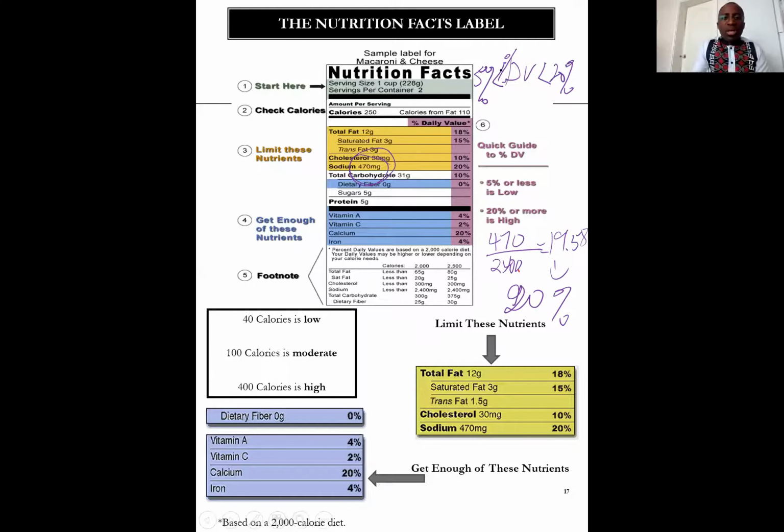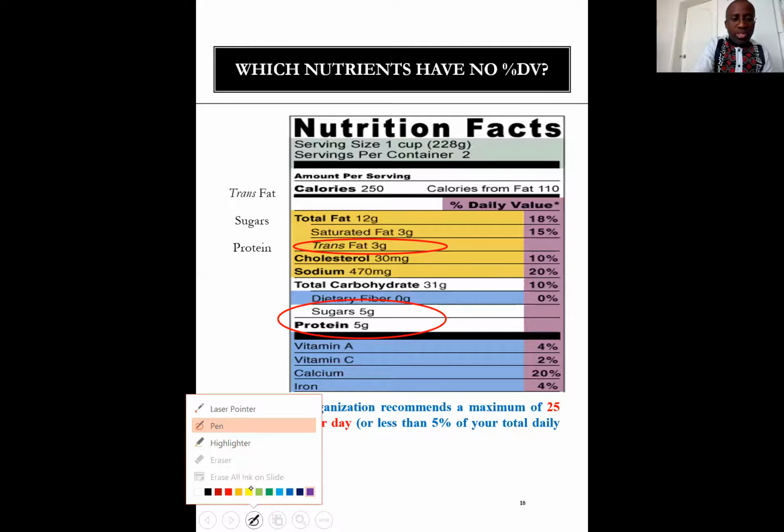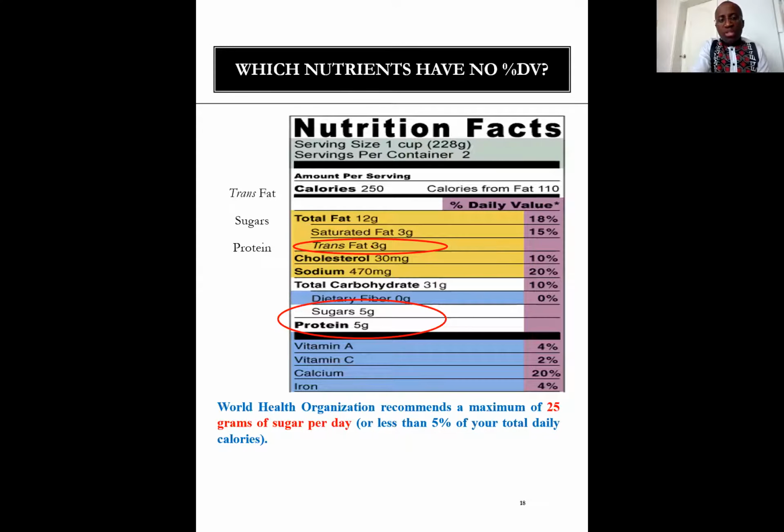All right? So now, let's go to the next page. This is the part that is often interesting. As you can see, what do we see here? You're going to see something interesting. We talk about trans fat, protein and sugar. If you look at trans fat, we have 3 grams, but there is no percentage daily value. All right.